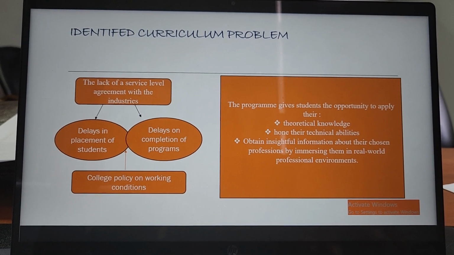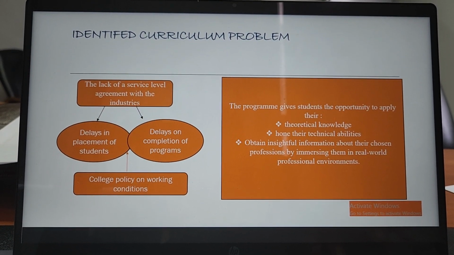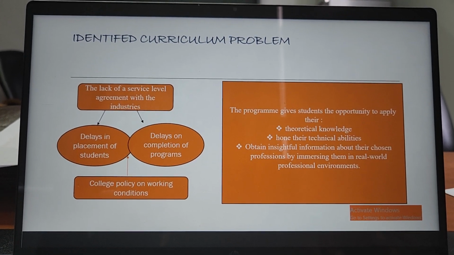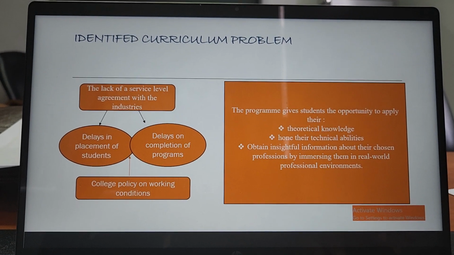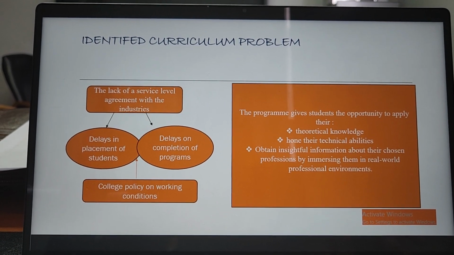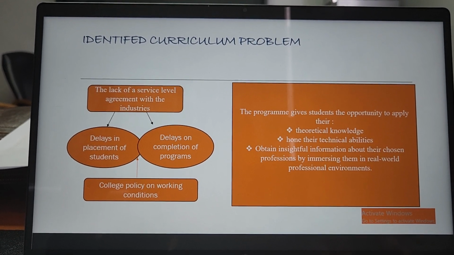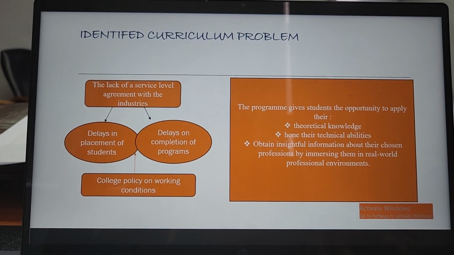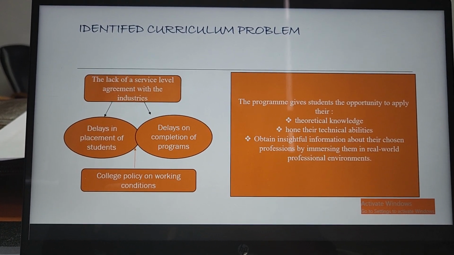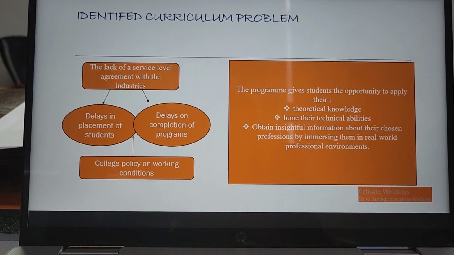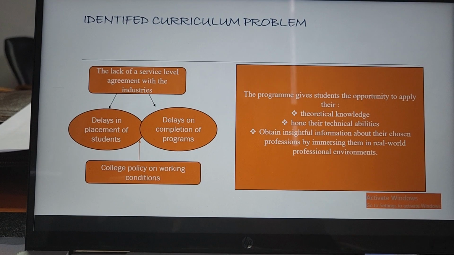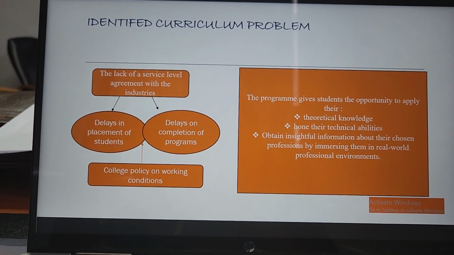As a college and as a TVET sector as a whole, there is an overall cutting across lack of service level agreement with industries. This is one of the main challenges around the work integrated learning program, that as colleges we find it very difficult to get service level agreements with industries for the placement of students and or lecturers.